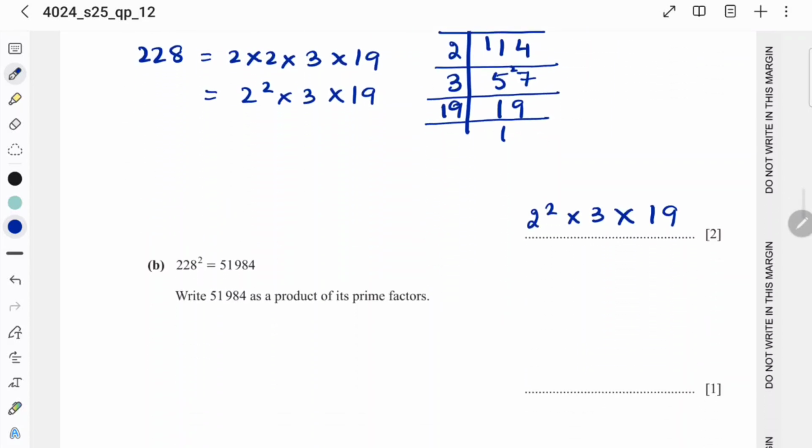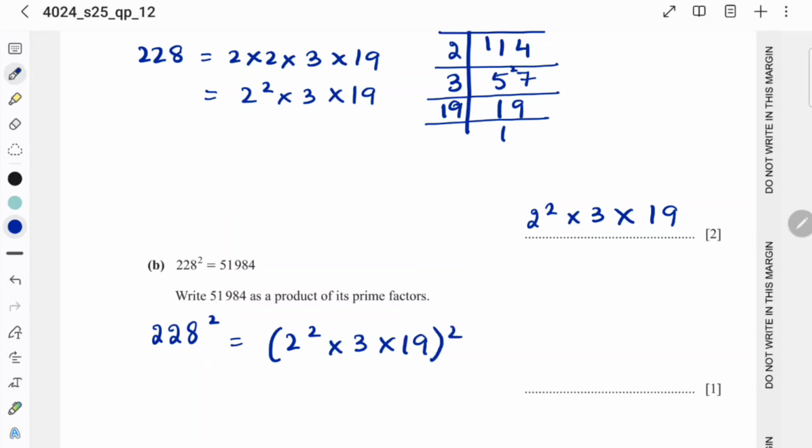Now, in part B, 228 squared is equal to 51,984. So write 51,984 as the product of the prime factors. Okay, so that means we just have to square 228. We have already found the prime factors. So 228 square means 2 square into 3 into 19, all squared.